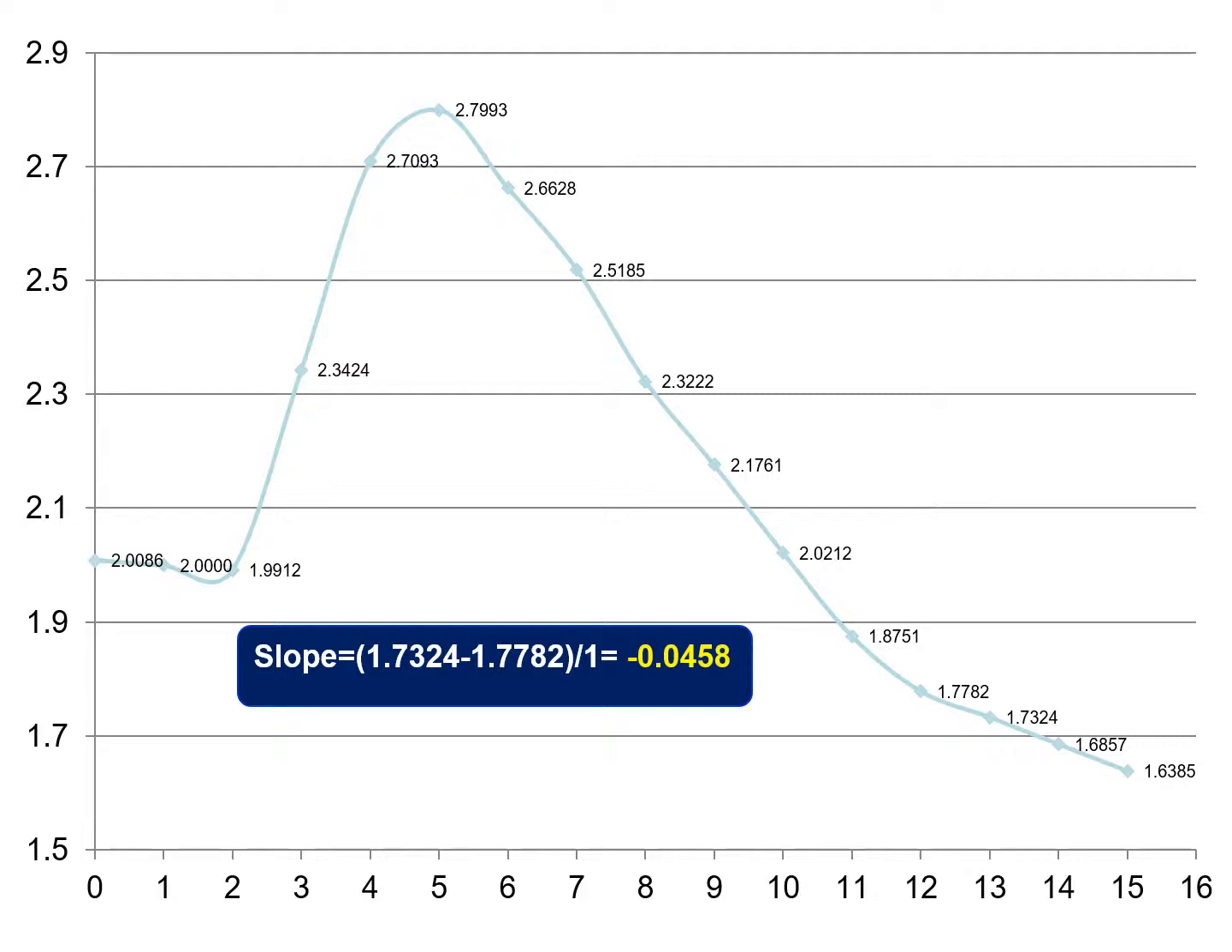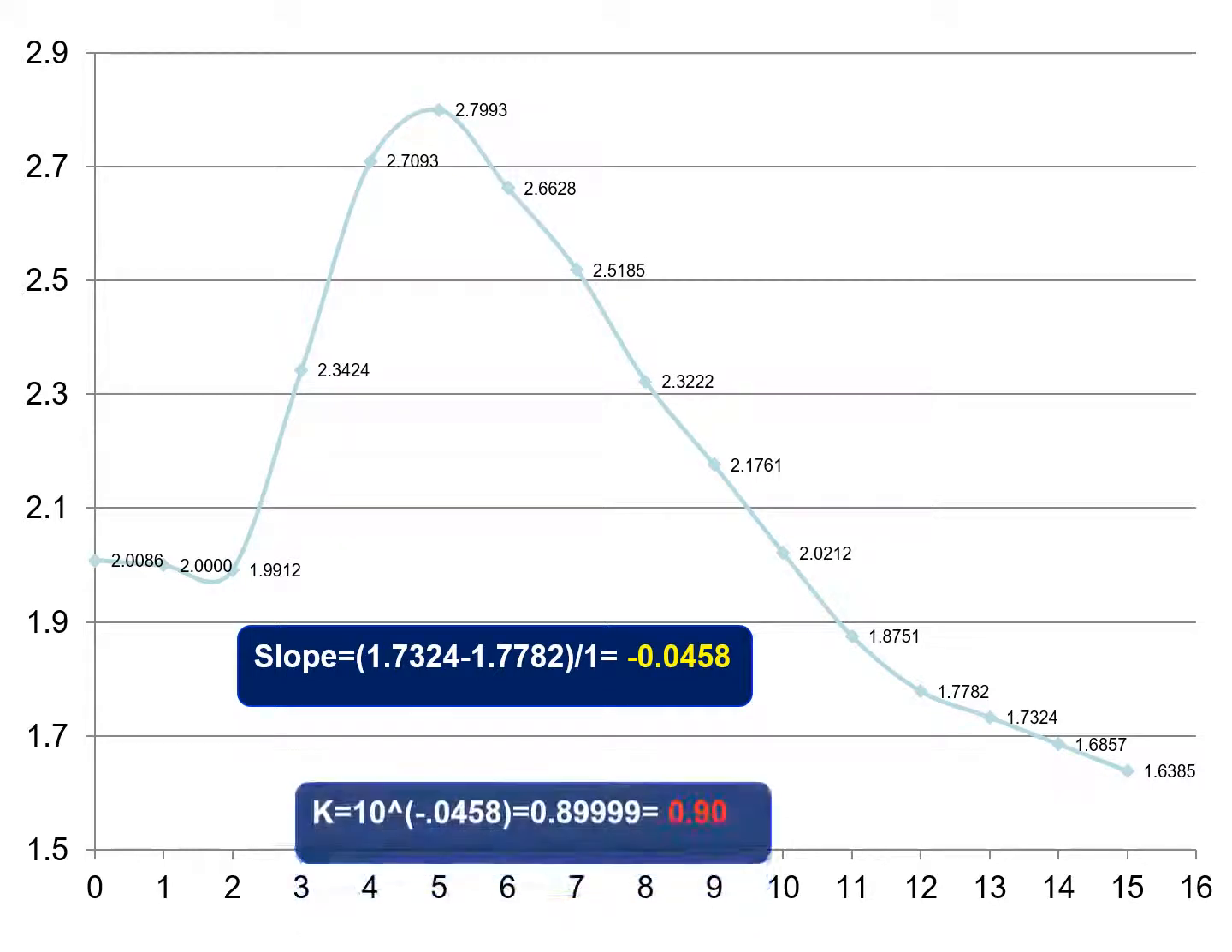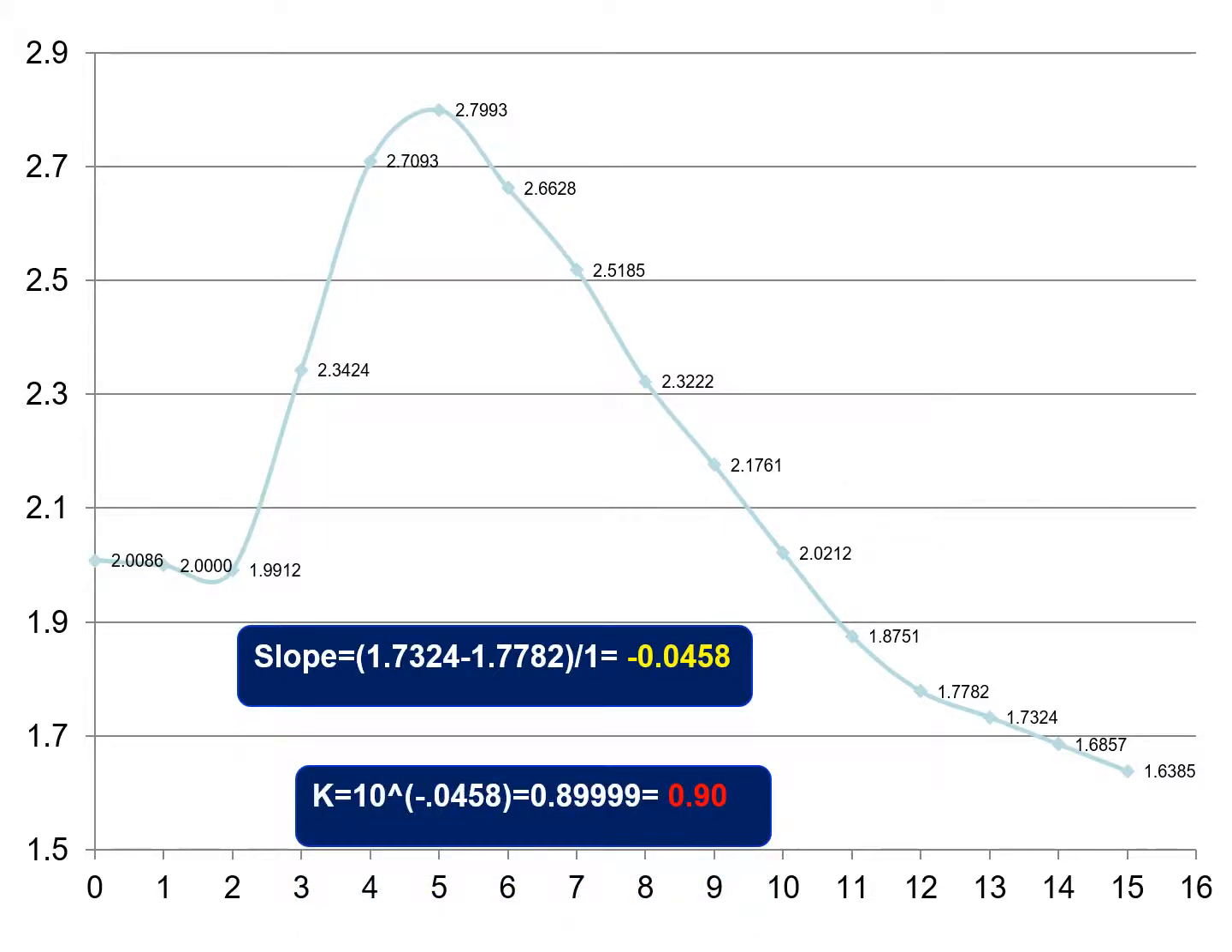Time 13 is 1.7324 minus, so what we do here is find the slope, delta y over delta x. Delta y is 1.7324 minus 1.7782, over delta x from 13 to 12, that is 1 hour. So the number will be minus 0.0458.